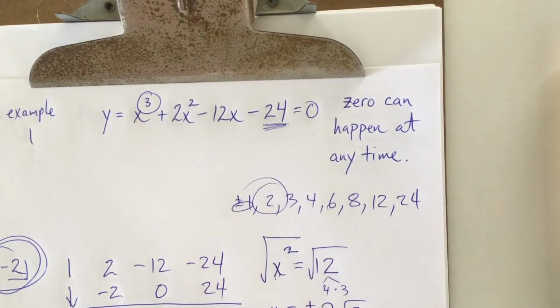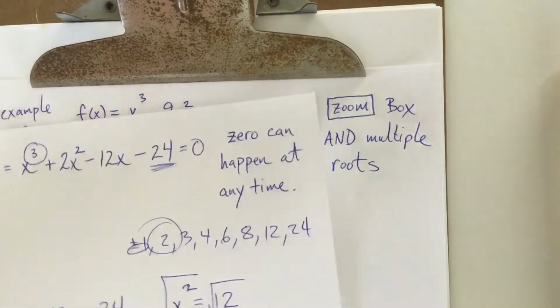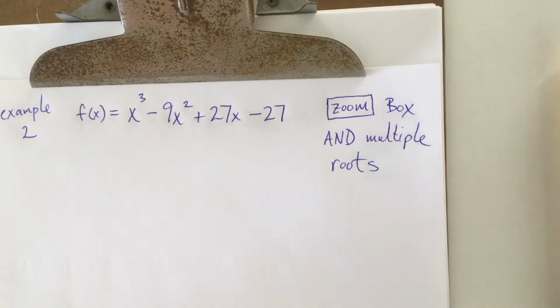Now, here's my next example. I got 2 more. I haven't shown you something called Zoom Box. I am about to show you something called Zoom Box. It's a really good trick to know on your calculator. And if you haven't noticed, as we go along, I try to show you a little bit at a time different things you can do with your calculator.